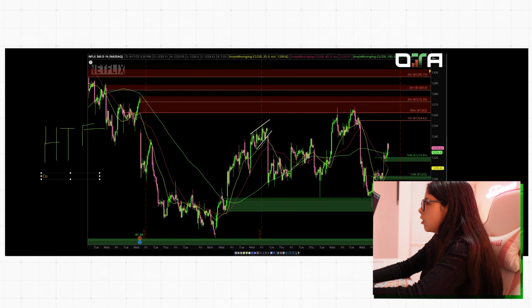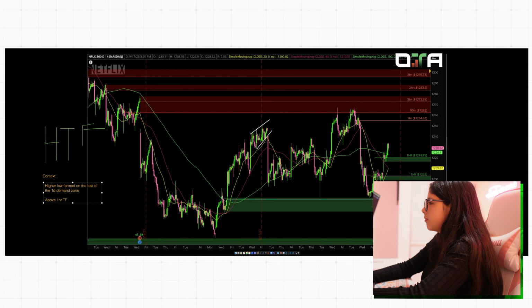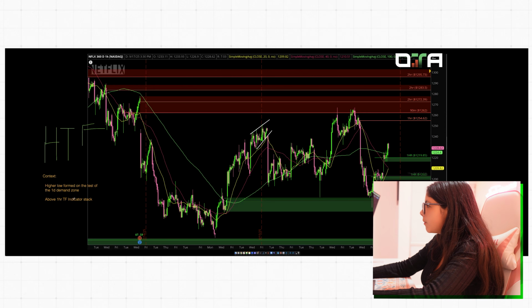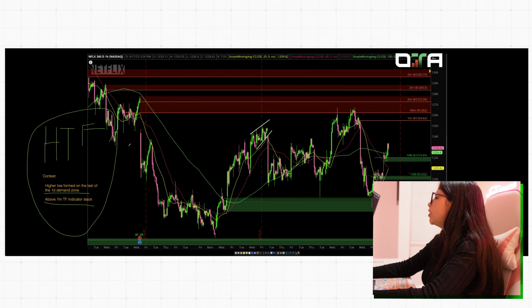So high time frame context is a higher low formed on the test of the 1 day demand zone. Plus, it's above the 1 hour time frame indicator stack. So those are two bullish confirmations or confluences on the high time frame before I even create my trading plan.